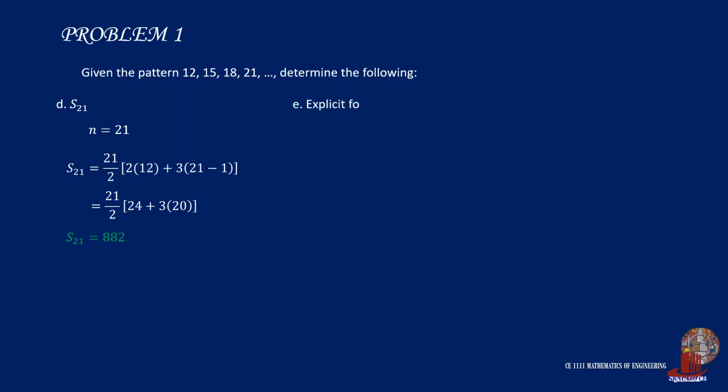Next is the explicit formula of the pattern, which is initially solved by placing the difference with n, then adjusting it to fit the initial term. Knowing that the difference is 3, we can compute for a sub 1 as 3n, which is 3 times 1, making 3. This is far from a sub 1, which is 12. So to compensate for the missing element, we have to add 9 to the formula, making a sub n as 3n plus 9.